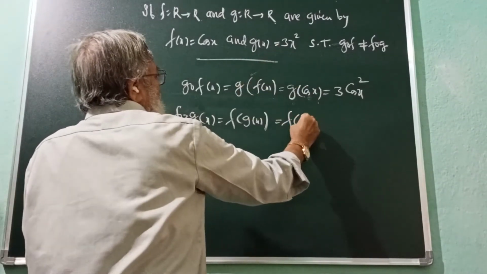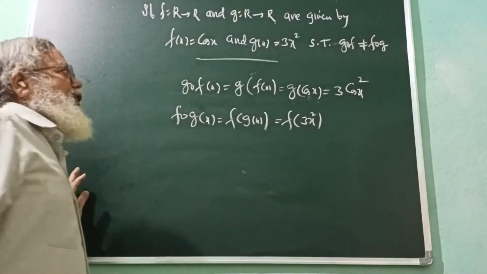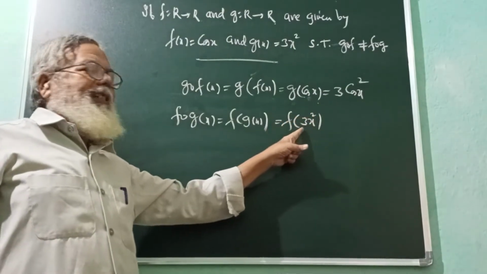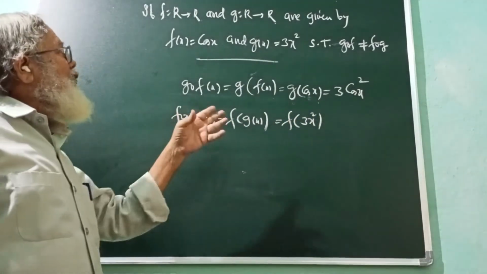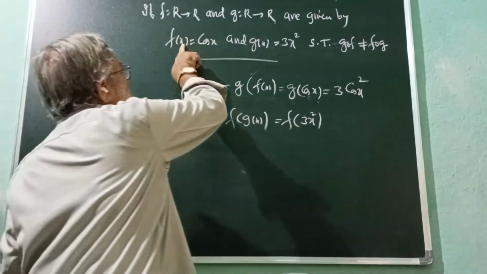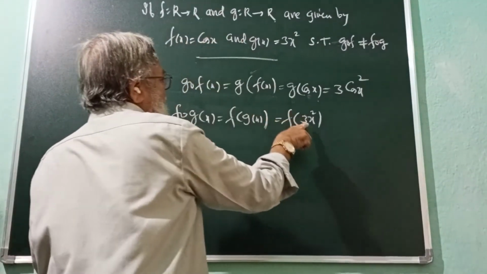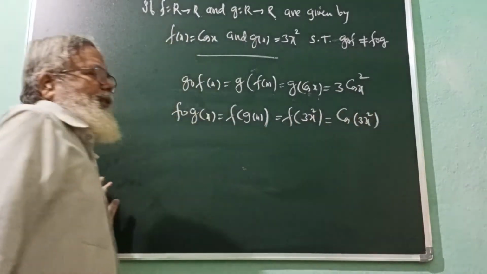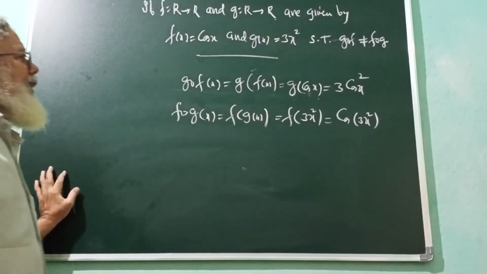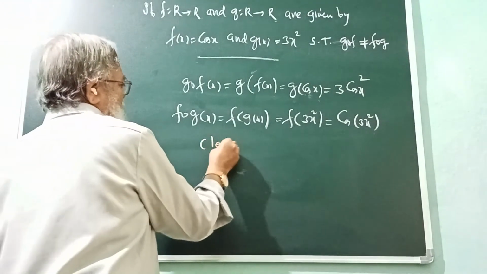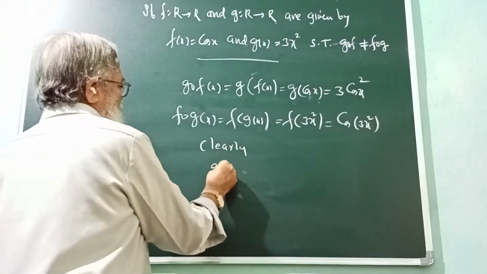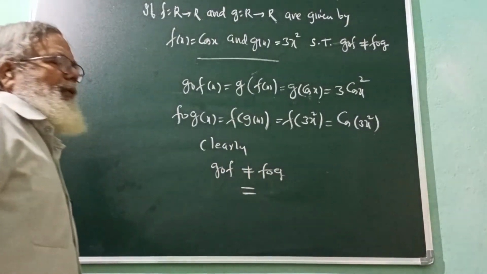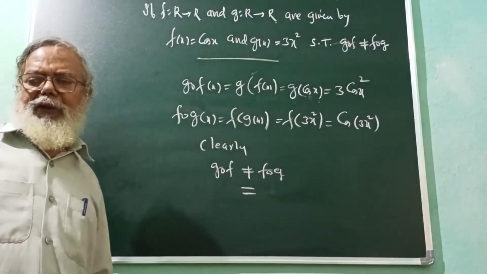It is 3x square. Now we have to apply f on 3x square, and while applying, this entire quantity should be treated as x here. So if it is x, we have to apply cos to that. Here it is x means apply cos to that: cos of 3x square. That is the meaning. And clearly, you can see that they are not equal. Clearly, g composition f is not equal to f composition g. That is the method to apply this composition of functions.